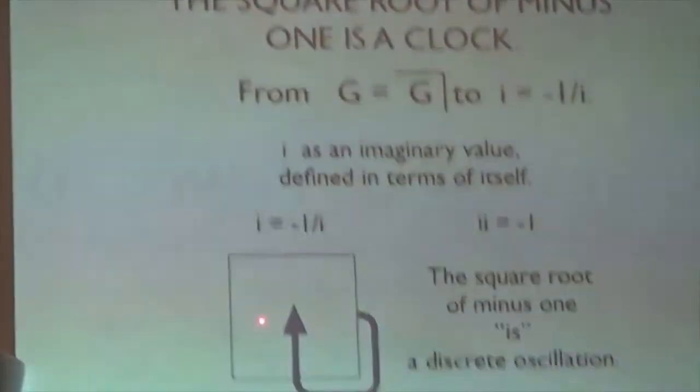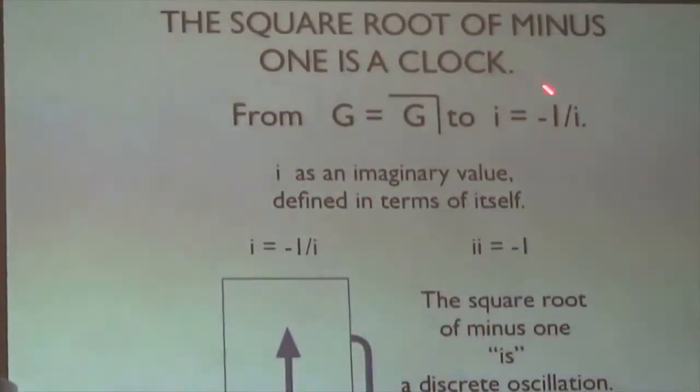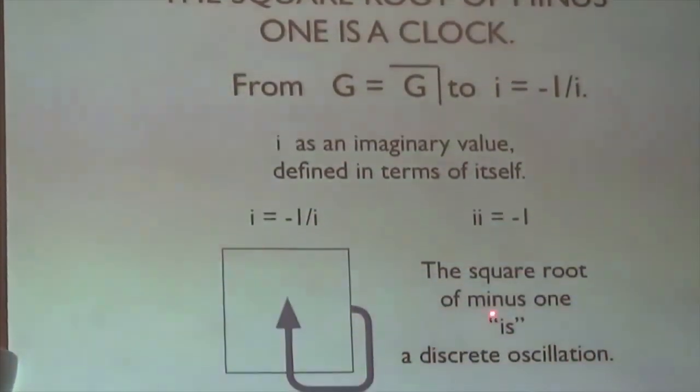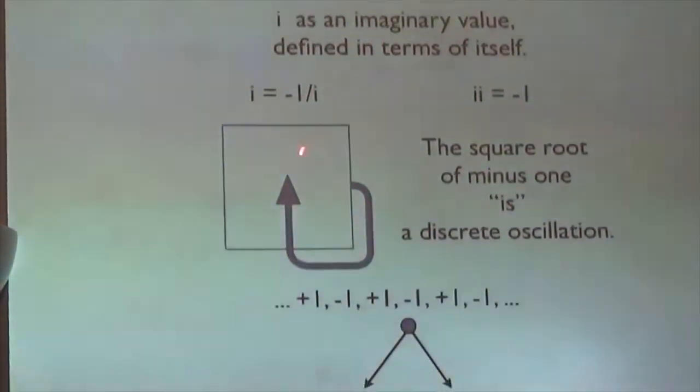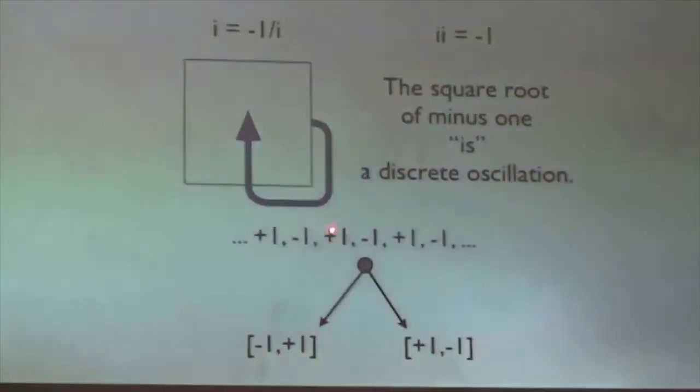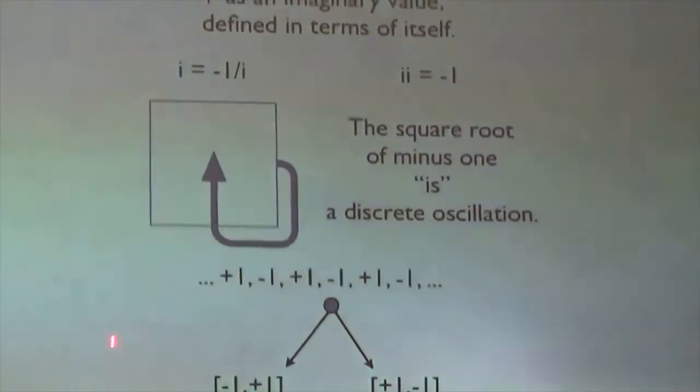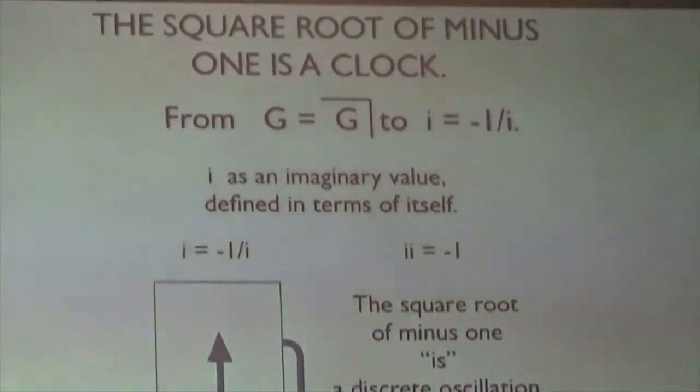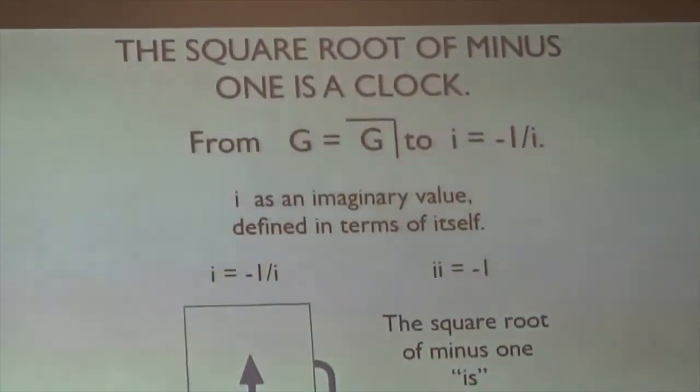This slide is repeating what I said before, that you can think of the square root of minus one as a discrete oscillation, as a reentry into itself, as a recursion. But then the bottom of the slide is showing us one more thing, that if you have the oscillation, you can think of it as oscillating from plus to minus, or as oscillating from minus to plus. And these two can represent the two phase-shifted versions, shifting the phase by one step on half period, right?